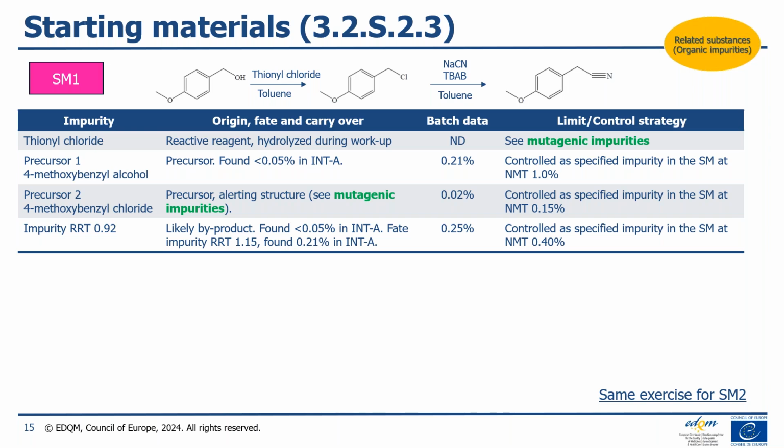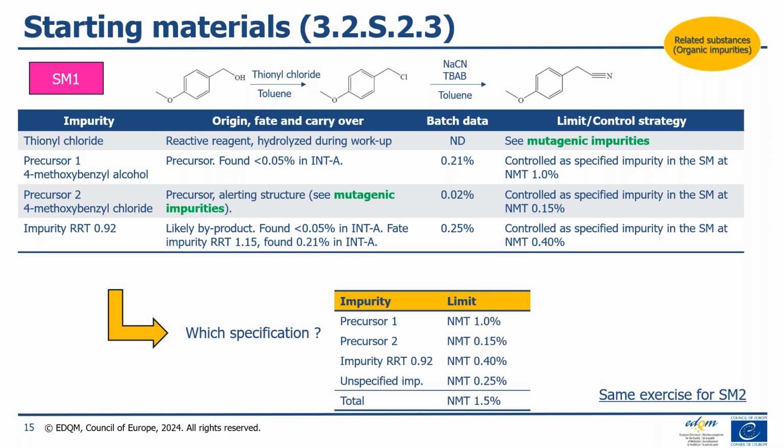For impurity RRT 0.92, it's likely a byproduct. It's found in the batch at 0.25% and not detected after in intermediate A. But there is a fate impurity at RRT 1.15 that we'll see in intermediate A at 0.21%. So setting control at 0.40% is acceptable, and the proposed specification for the starting material 1 is set below. So while considering fate, you also have to think of potential byproducts and side reactions.